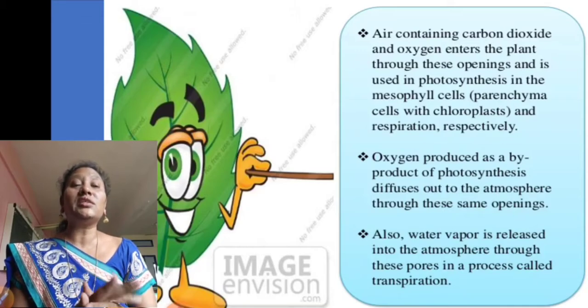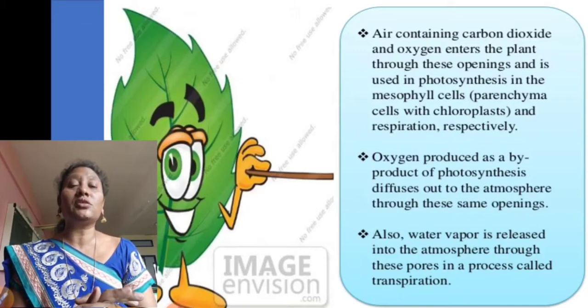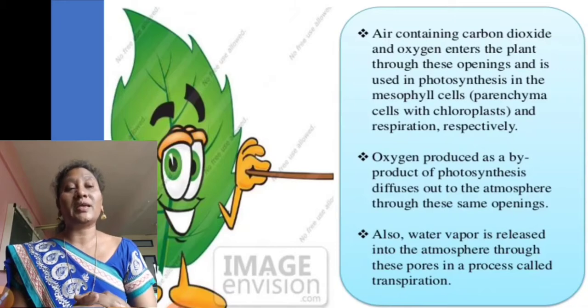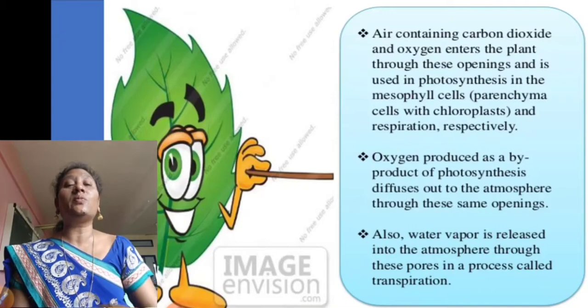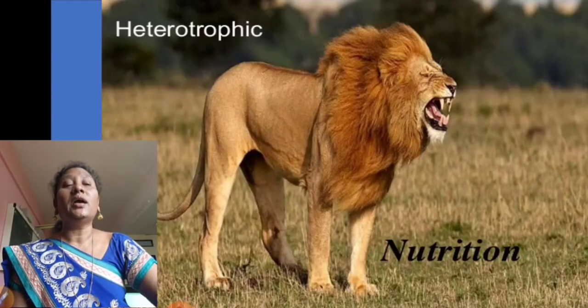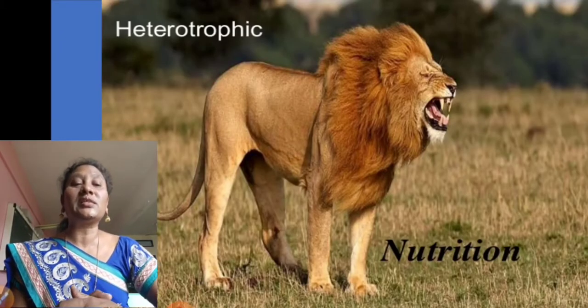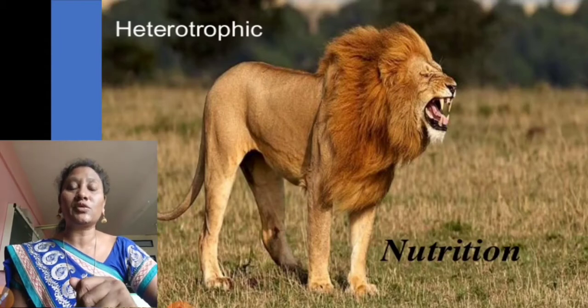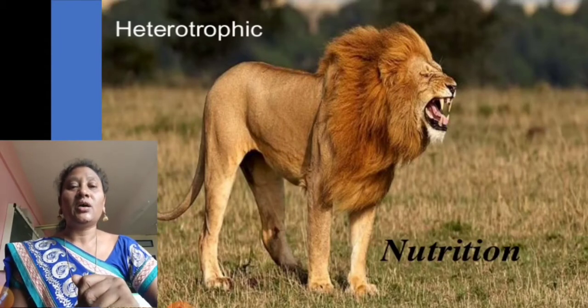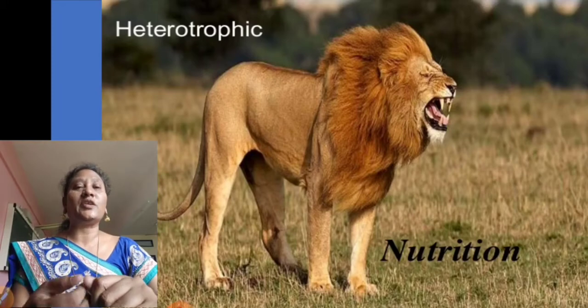So oxygen is a byproduct of the process of photosynthesis in plants. Also, water vapor is released into the atmosphere through these pores in a process called transpiration. The excessive amount of water is released through the pores of the stomata. The process of releasing excessive water through the pores of the stomata is called the transpiration process.